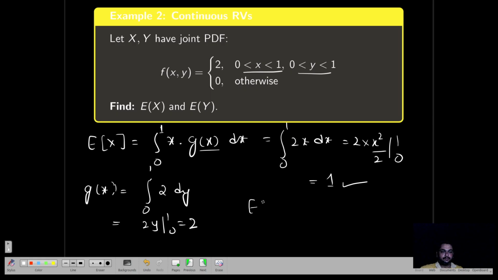Similarly for y, you find E of y. E of y will be again 0 to 1, y into h of y. Okay.